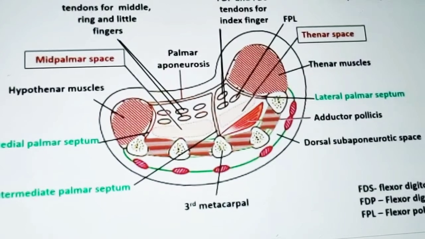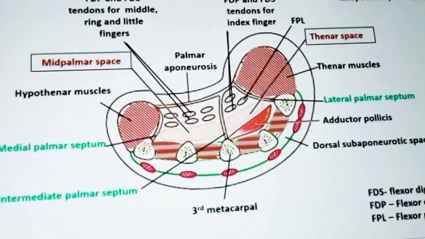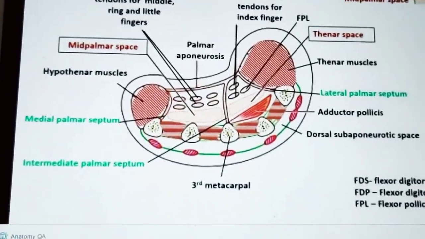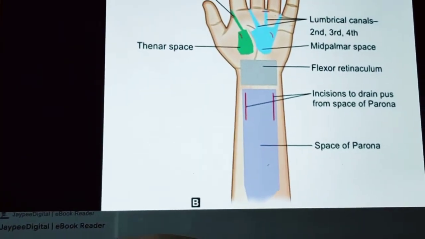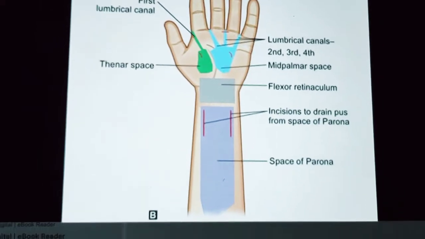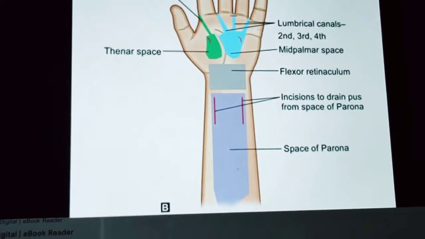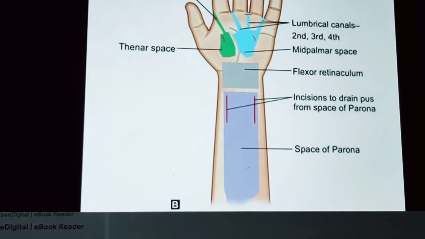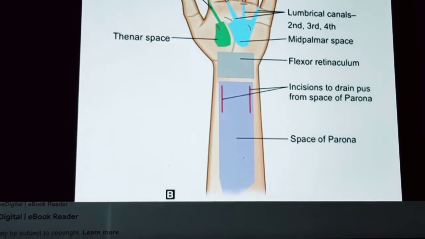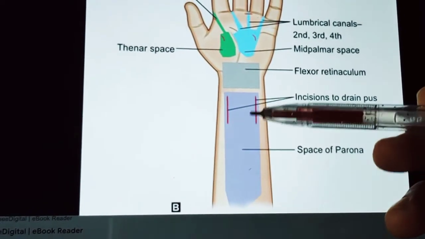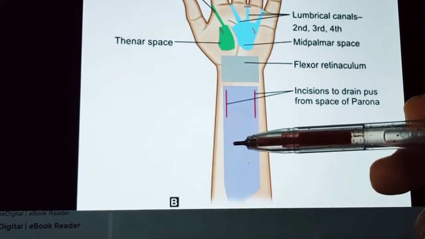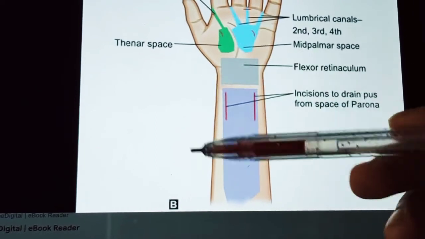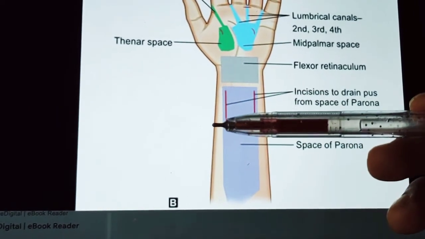So this is about the dorsal spaces, and next we'll discuss the final one, that is the forearm space of Parona. This is the space of Parona, also called the forearm space of Parona, because it's in the forearm, right? It is a triangular space situated deep in the lower part of the forearm, just above the wrist. You see, just above the wrist it can be seen, and it lies in front of pronator quadratus, of course, here will be the pronator quadratus, and deep to the long flexor tendons.